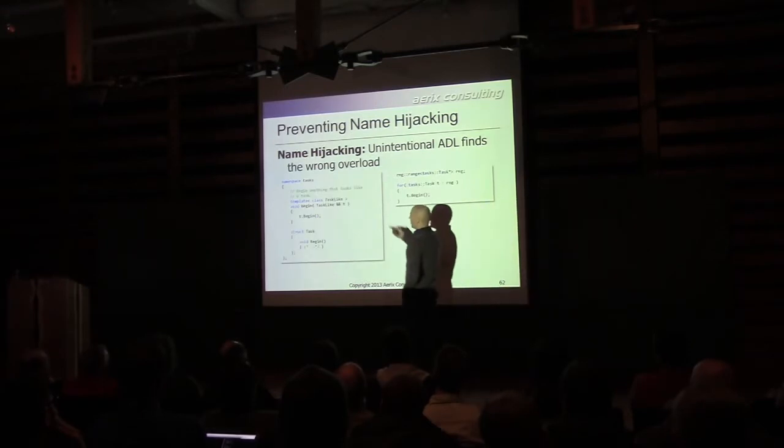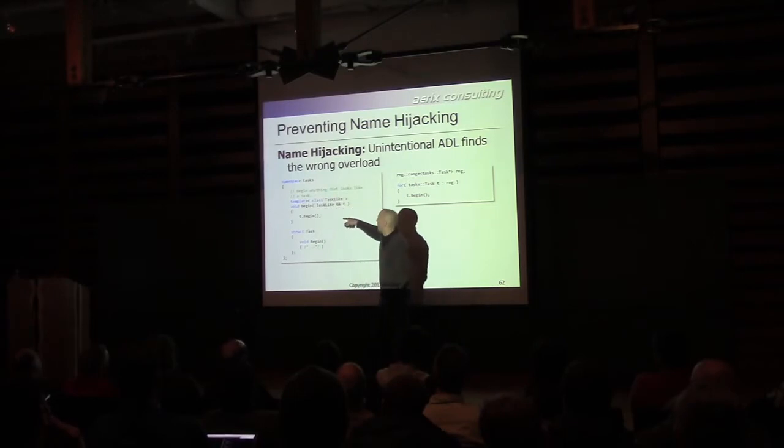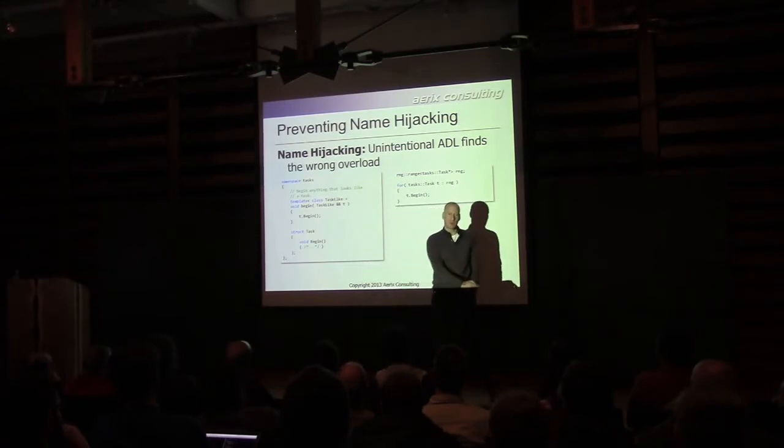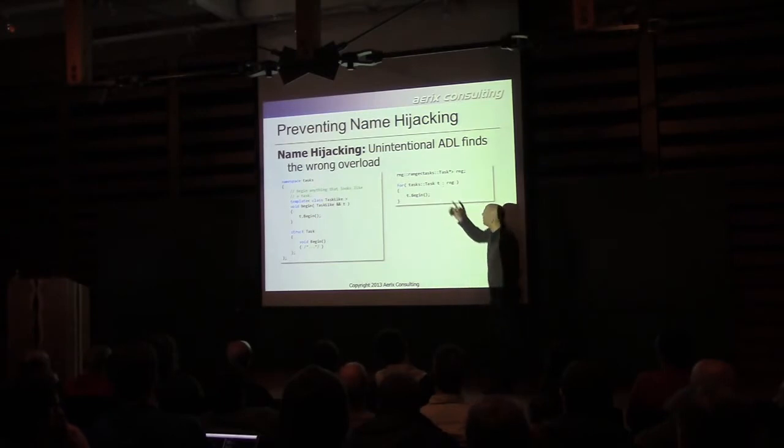Now imagine I have another namespace called tasks, and I have a task with a begin, because you might want to begin a task, okay? And maybe you write a free function that's called begin, and it takes a task-like thing, and it calls the begin member function on my task, okay? This is how I start doing my work. Call it begin. What happens over here?